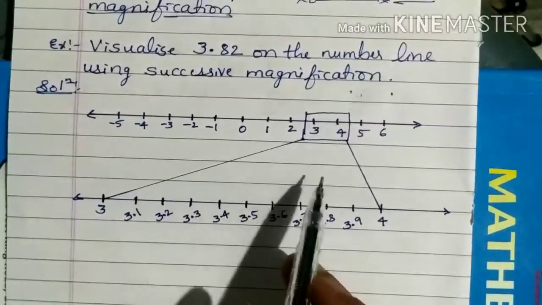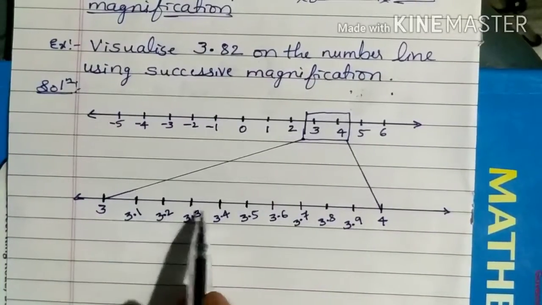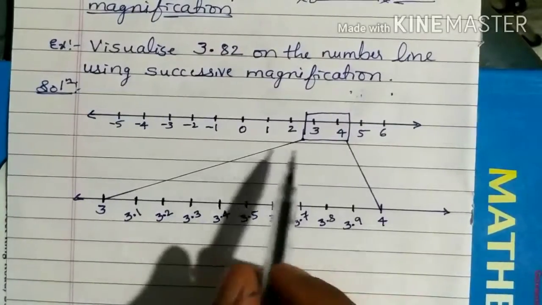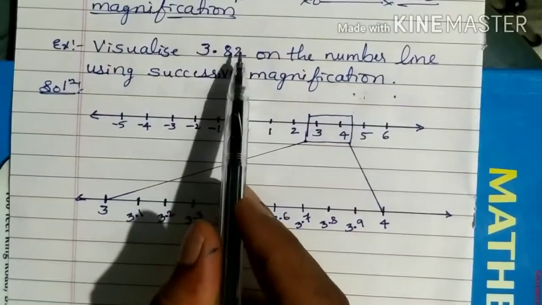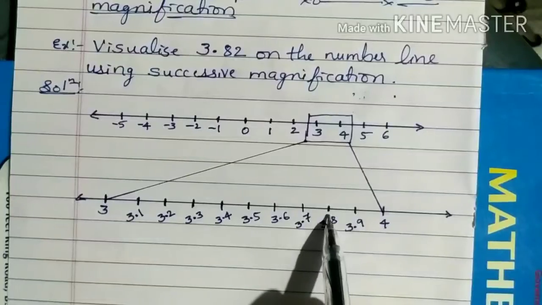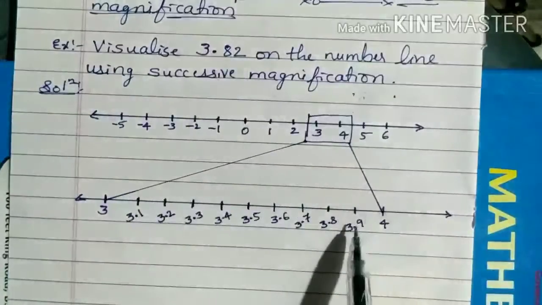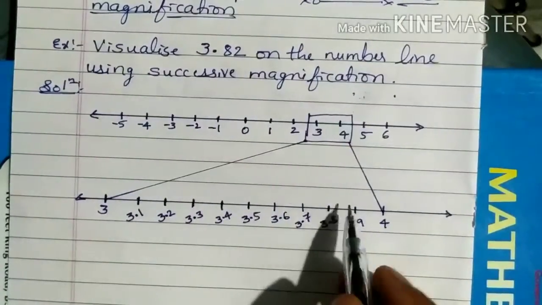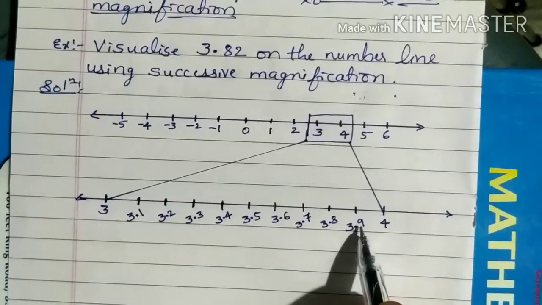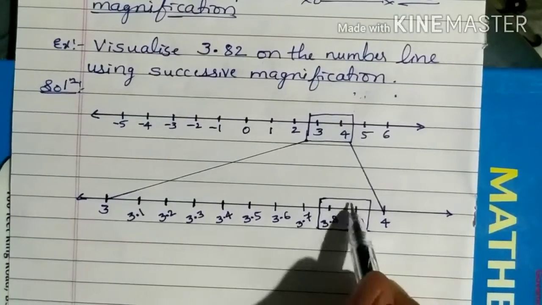You can see here, after magnifying 3 and 4, it looks like this. After 3: 3.1, 3.2, 3.3, 3.4, 3.5, and so on up to 4. Here the number is 3.82, so it is more than 3.8. 3.8 is here, and it is more than 3.8 because we have 2, right? And definitely less than 3.9. So 3.82 lies in between 3.8 and 3.9, so you have to mark like this. Now you have to magnify this portion.